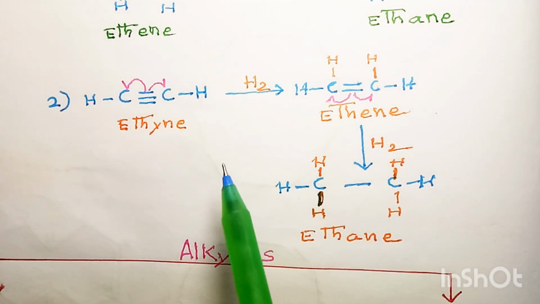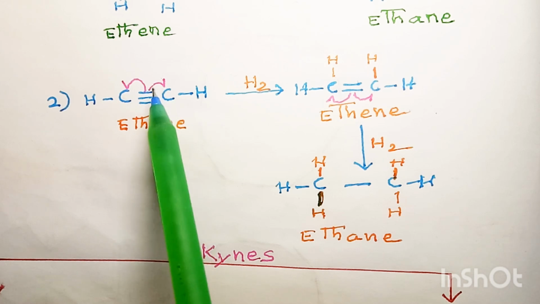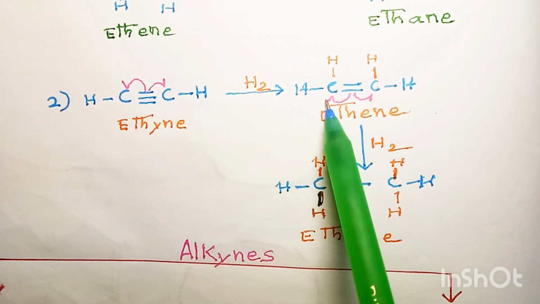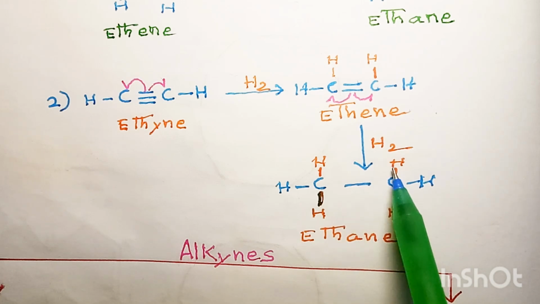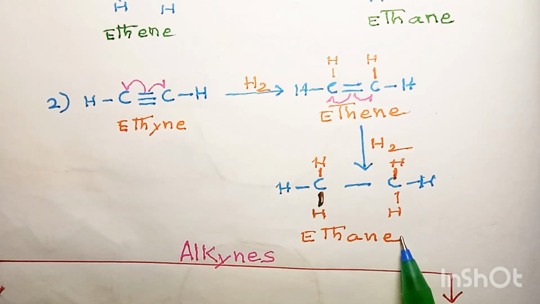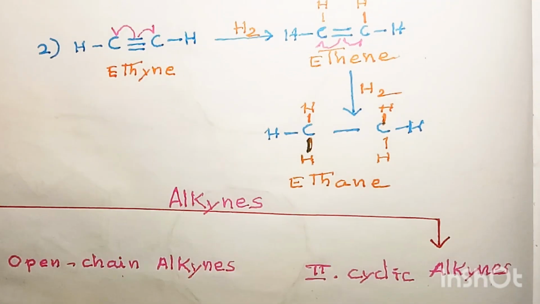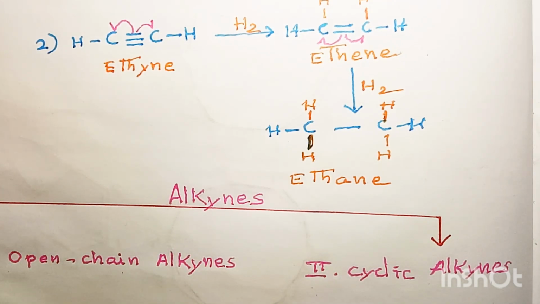So alkynes are called unsaturated hydrocarbons because one or two of the triple bonds can be broken to add hydrogen atoms to the carbons to become saturated hydrocarbons. So alkynes are unsaturated hydrocarbons. Alkynes can be divided into open chain alkynes and cyclic alkynes. Now in this lecture we will be learning about open chain alkynes.